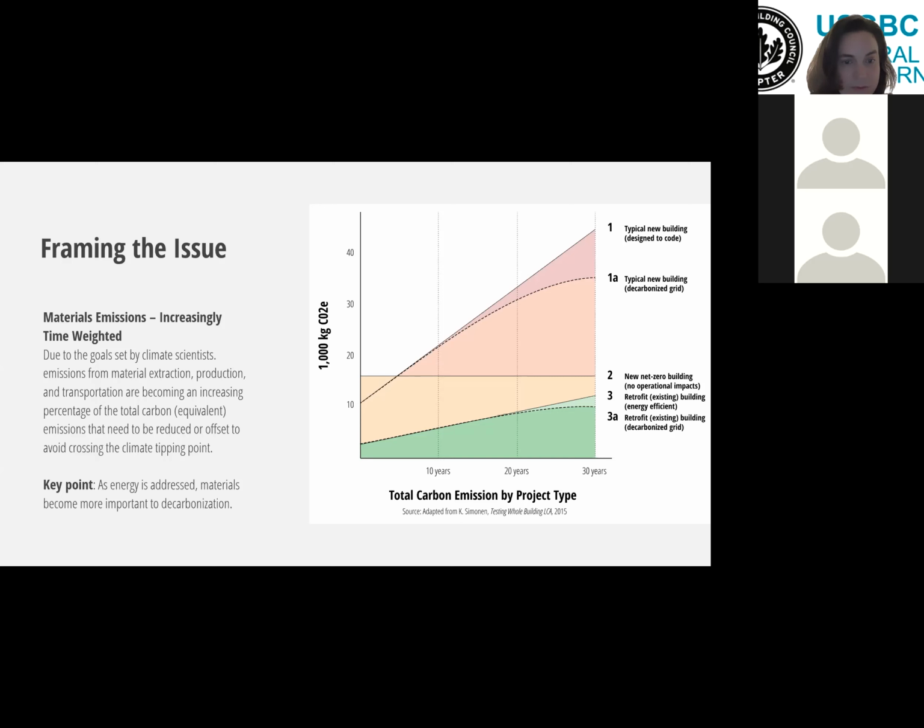And so here in this chart we can see in scenario one, if we look at a typical new building designed to code, there's a relatively continuous increase in overall carbon emissions over the course of its lifespan.